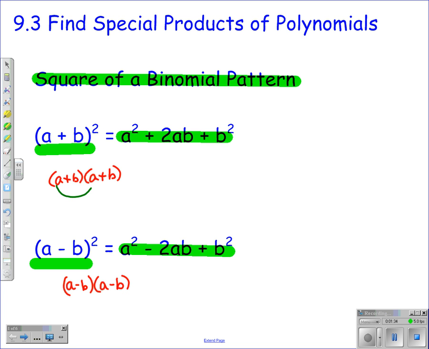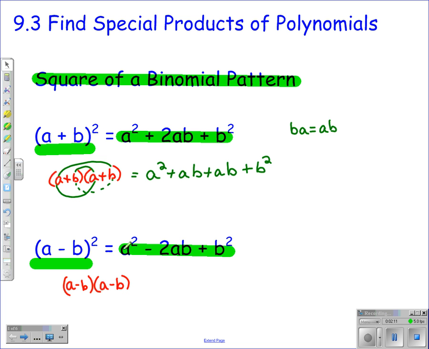We have a times a is a squared. We have the outside terms, a times b. And then we have the inside terms, which can be thought of as b times a, but isn't that the same thing as a times b using the commutative property of multiplication? So I'm going to write a times b for that inside set of terms. The last terms then are b times b, or b squared.